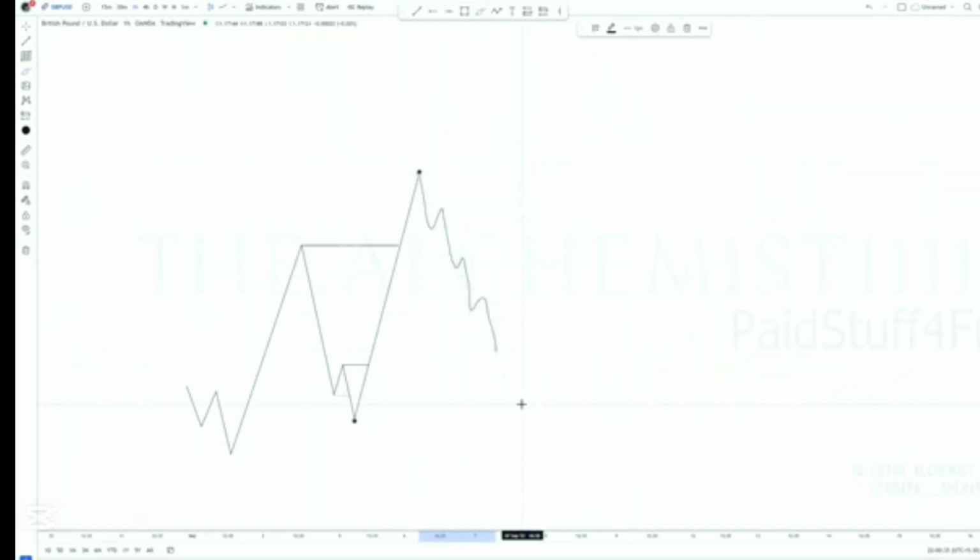Remember, a pullback is always to take out the internal range liquidity. So what's the internal range liquidity? The internal range liquidity will be the liquidity that is resting within the range, which means the swing lows. Okay, the 3-candle formation. The swing lows that are inside of the trading range. That is what we call the internal range liquidity. So it comes down, clears that out, and then it goes back up.